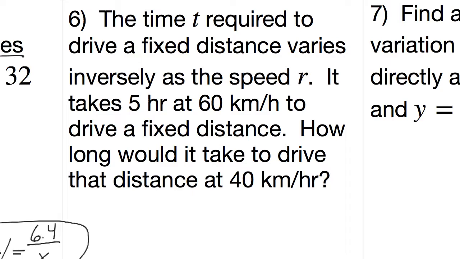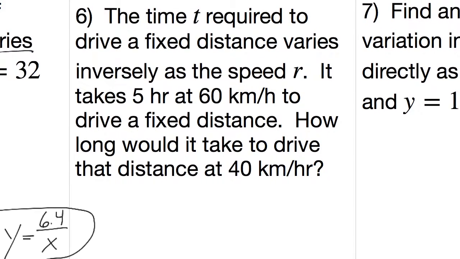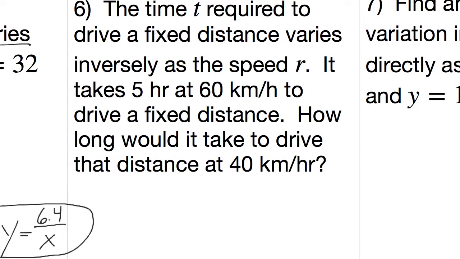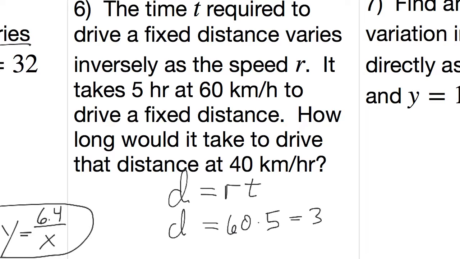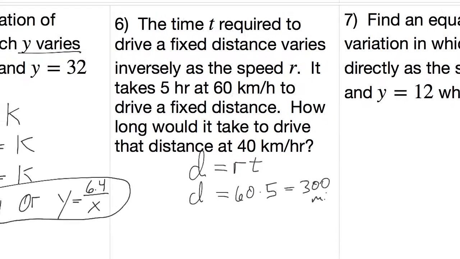Next, the time t required to drive a fixed distance varies inversely as the speed r. We're talking about a fixed distance going. The equation is going to be d equals rt, but d isn't going to change. Let's find out what d is. It takes 5 hours at 60 kilometers per hour to drive a fixed distance. So when you multiply those two together, you get 300 miles. Great. So the fixed distance is 300 miles.